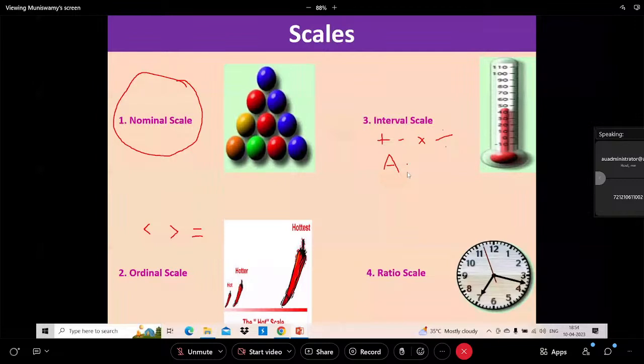The performance of the third person is 8.2. The second performance is 9.1. The first performance is 9.6. So here you see some preference is there. This is 8.2, 9.1, 9.6. For example, time: 8.2 seconds, 9.1 seconds, 8.6 seconds. That's why first place, second place, third place. So this is ordinal data: first, second, third.